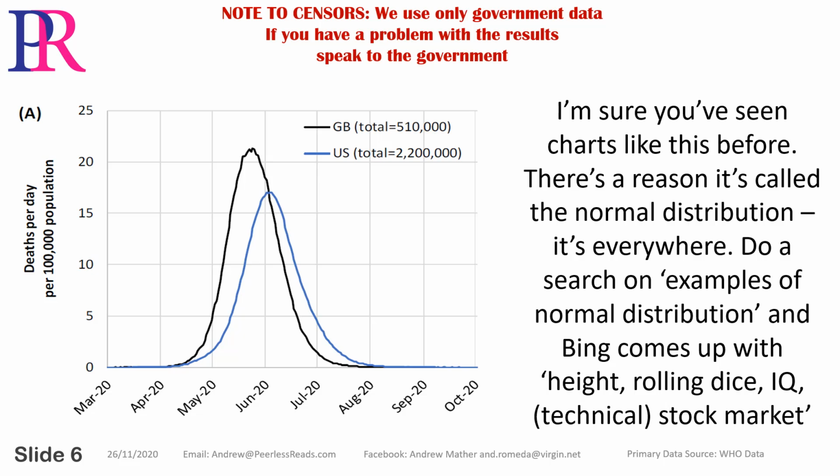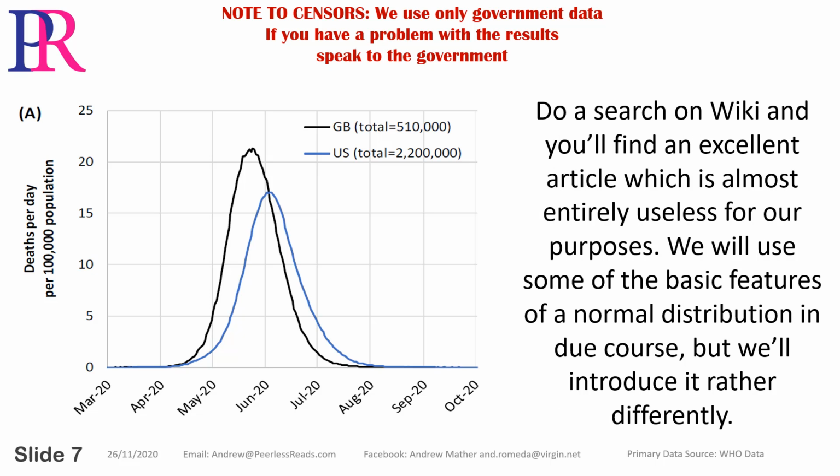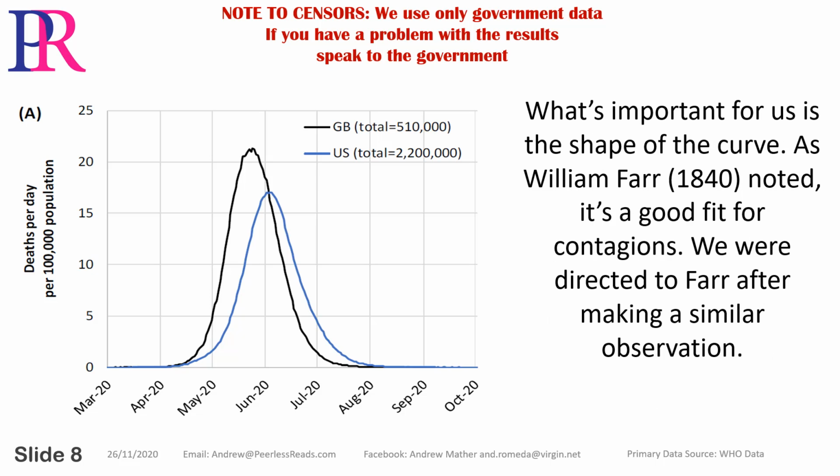I'm sure you've seen charts like this before. There is a reason it's called the normal distribution. It's everywhere. Do a search on examples of normal distribution and Bing comes up with height, rolling dice, IQ, technical, stock market. Do a search on Wiki and you'll find an excellent article which is almost entirely useless for our purposes. We will use some of the basic features of a normal distribution in due course, but we'll introduce it rather differently. What's important for us is the shape of the curve.